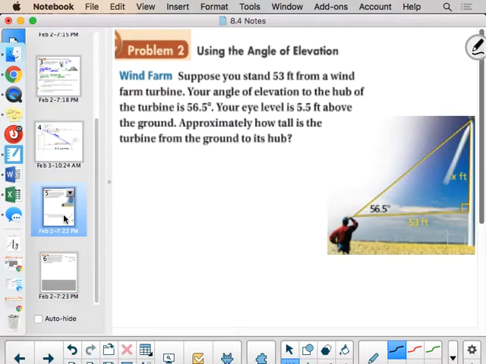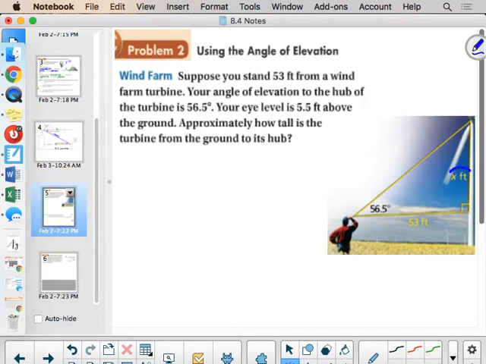I only got 2 more problems for us today. Here's the first one. Suppose you stand 53 feet from a wind farm turbine. Your angle of elevation to the hub of the turbine is 56.5 degrees. Your eye level is 5.5 feet above the ground. Approximately how tall is this turbine from the ground to its hub?